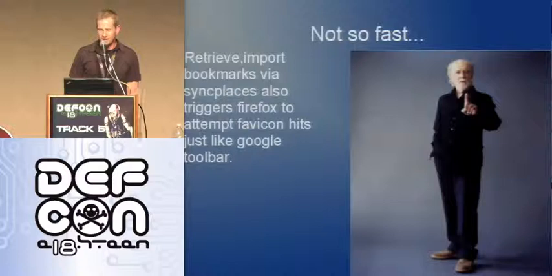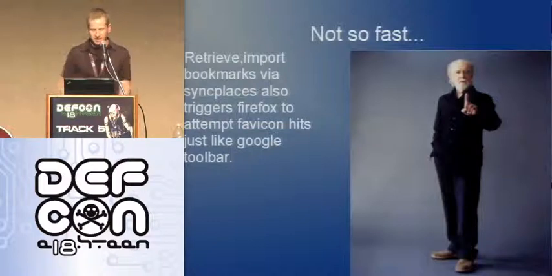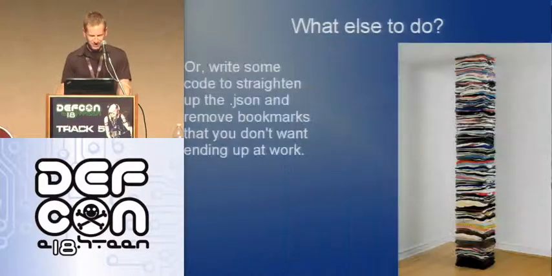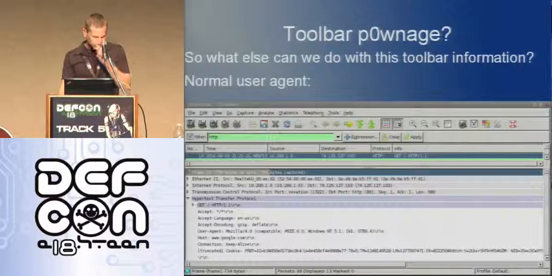But the gotcha here is that anytime you import bookmarks, especially I tested this in Firefox, it still does exactly the same thing. It still tries to retrieve all the favorite icon hits just like the Google Toolbar. So what do you do? Stop looking at porn. Or go back to the good old days when you can carry it around on your floppy disks. Or if you're just determined to have it, you could straighten up the JSON, get it all neat and remove the bookmarks that you may not want someone else to see, and then write some script to carry that back and forth.